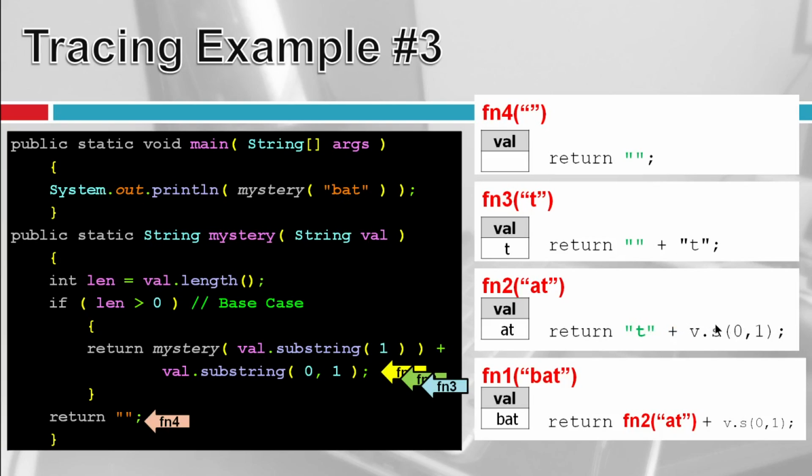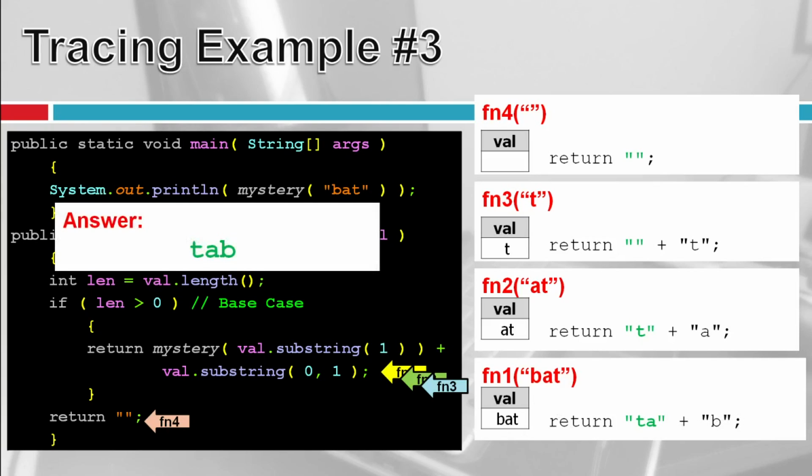Now we're going to take a look at this over here. We're going to return the first character of at, which is a, so it'll be t plus a. We'll return that back. So now we have t plus a, and we take the first character of bat, which is b. We'll return that, and the final output will be tab.